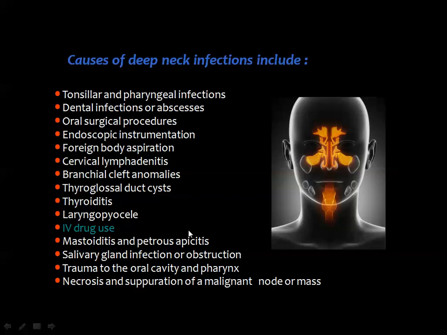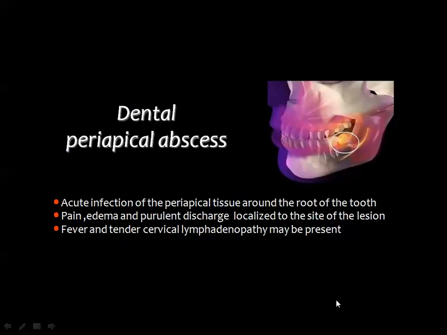Then you can include all of these like oral surgery, endoscopic instrumentation, foreign bodies, intravenous drug abuse, and the presence of infection elsewhere in the body, like in the mastoids or the salivary glands. Also consider the factors of trauma. All these can contribute to the inflammatory changes in the head and neck.